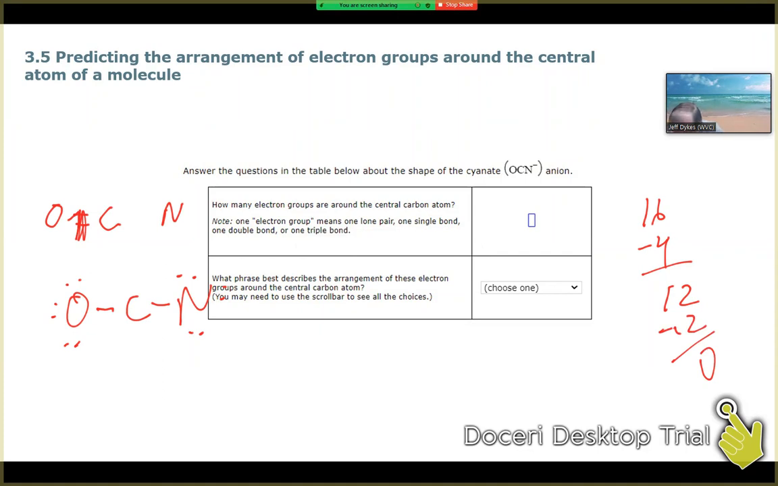But we're not at an octet for the carbon. So we have an octet for the nitrogen, so there's 2, 4, 6, 8, and 2, 4, 6, 8 for the oxygen, but carbon has only 2 and 4, so we need to move some bonds. So we'll draw it again.